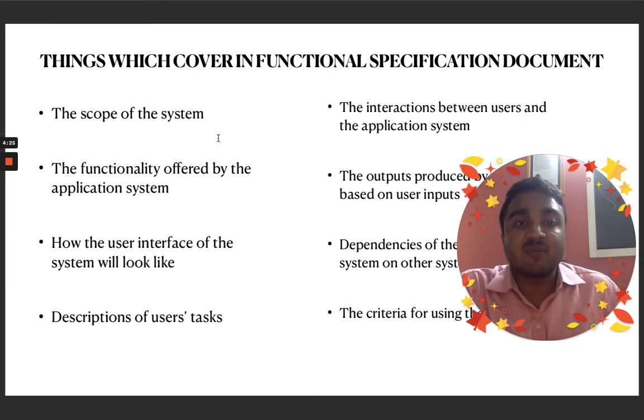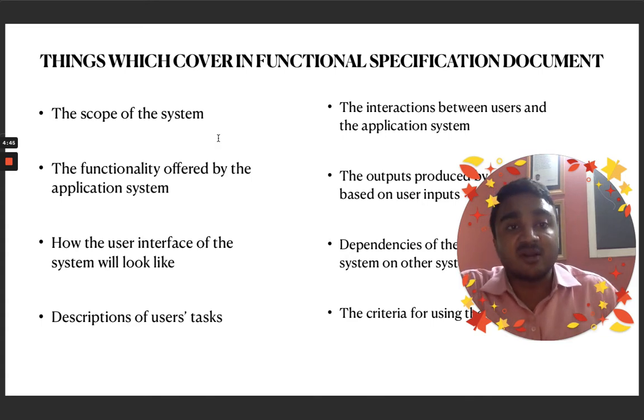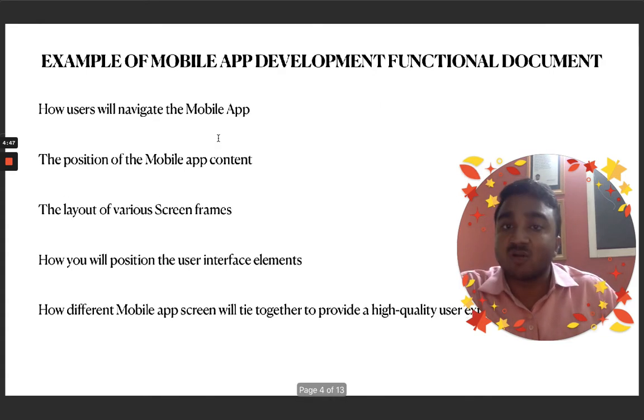We are giving them a scope, like what exactly is the requirement. We are asking them to write down all the detailed functionality. What is going to happen? Why is it going to happen? Interfaces, like how the design is going to be. Descriptions, like how the user is going to take the task. Interaction between the things, and all these things. So these are very important things which are going to be covered in a functional document.